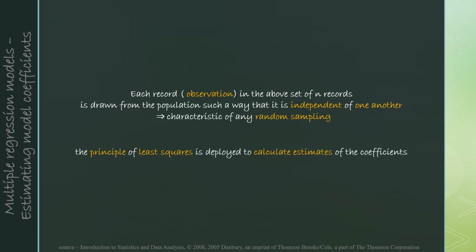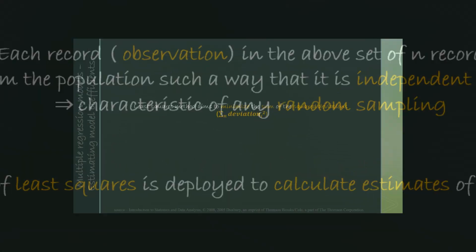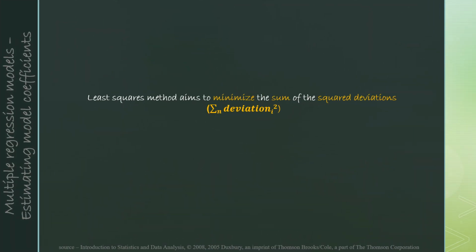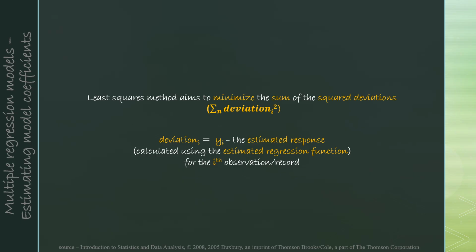Like in the case of simple linear regression, the principle of least squares is deployed to calculate the estimates of the coefficients. Least squares method aims to minimize the sum of the squared deviations, denoted by sigma deviation_i square over n observations, where deviation_i equals y_i, the observed value of the dependent variable in the ith observation or record, minus the estimated response calculated using the estimated regression function for the ith observation or record in the sample.